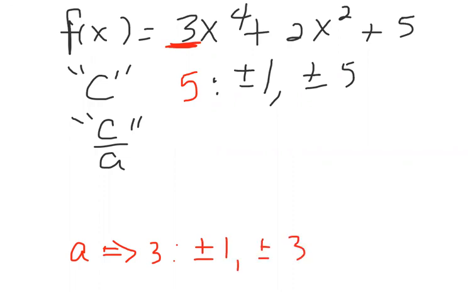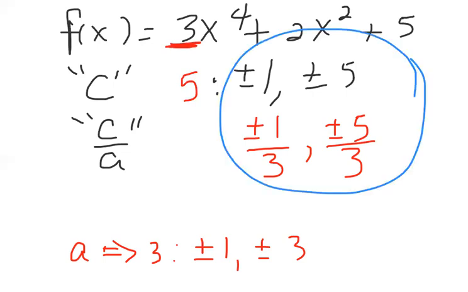Now, here's the C over A, guys. We take each factor of 5 and divide it by each factor of A. So if we take plus or minus 1, plus or minus 5 and divide by 1, we get the same set of factors back. But if we take plus or minus 1 and divide it by 3, we get a brand new set of factors, plus or minus 1/3. Likewise, if we take plus or minus 5 and divide it by 3, we get plus or minus 5 over 3. So for all the possible rational zeros, the list will include all of these.